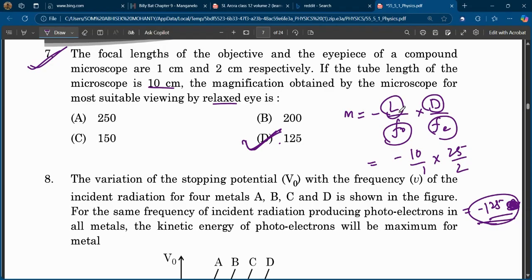I think something should be minus from here. I think D will be minus because it's to the left of the lens, maybe. So that will be plus. The answer will come in plus eventually, 125.